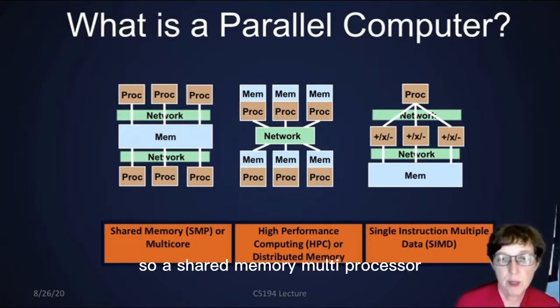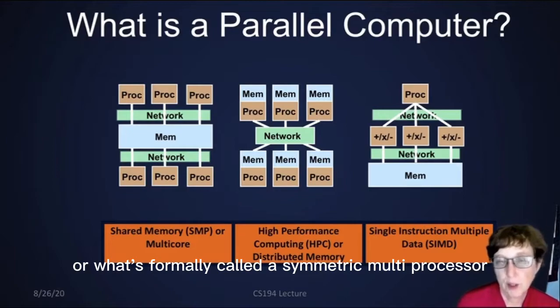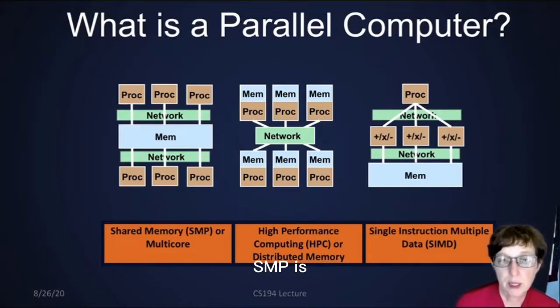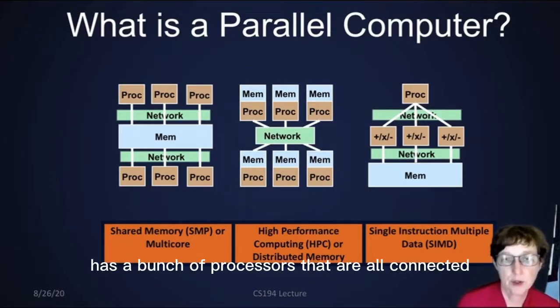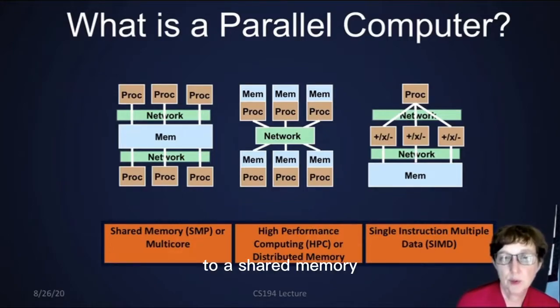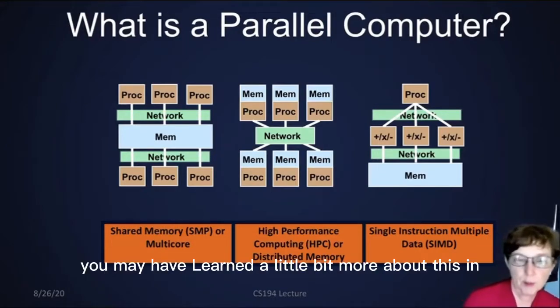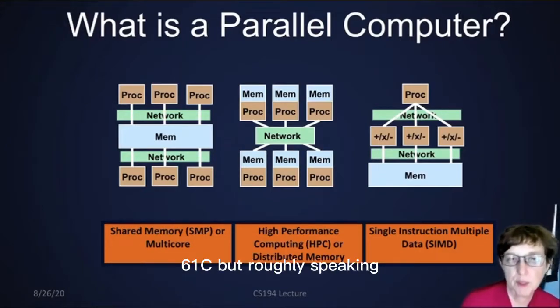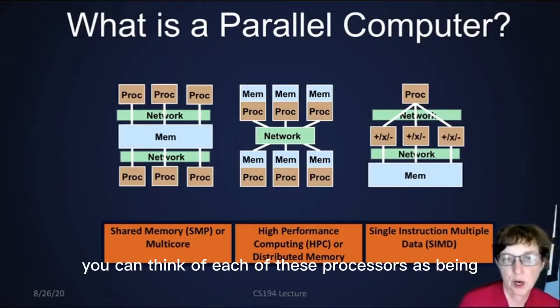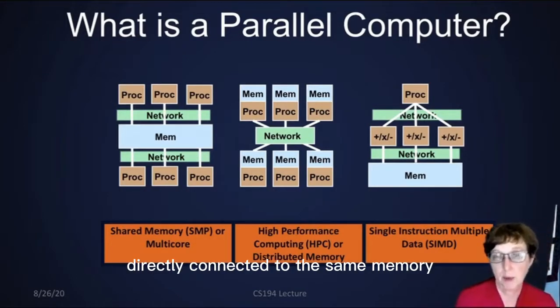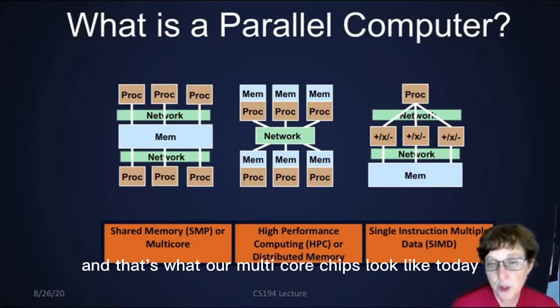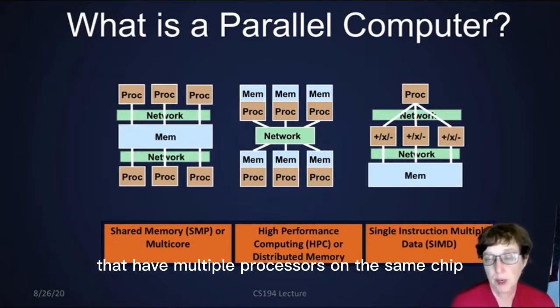So a shared memory multiprocessor, or what's formerly called a symmetric multiprocessor, SMP, has a bunch of processors that are all connected to a shared memory. The network in this case is really just, it may be a bus. You may have learned a little bit more about this in 61C, but roughly speaking, you can think of each of these processors as being directly connected to the same memory. And that's what our multi-core chips look like today, that have multiple processors on the same chip.